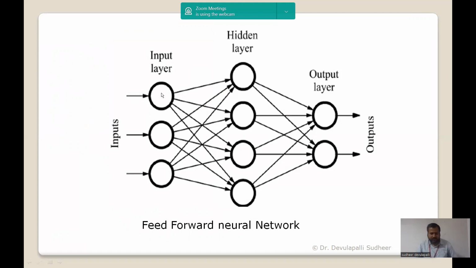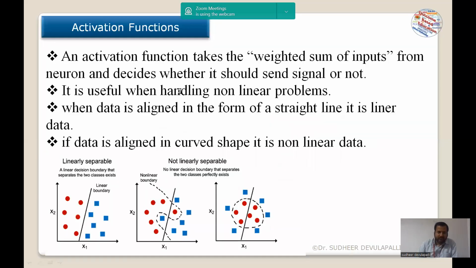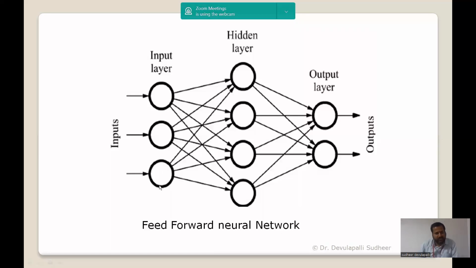The input layer sends some information to the hidden layers, and the hidden layers pass some information to the output layer. Like this, the information passes from one layer to another layer. The edges between the input layer and hidden layer, and the edges between the hidden layer and output layer, will be associated with some weights. For example, if the input layer has 3 neurons and the output layer has 2 neurons, that means the number of features, or the length of the data, is 3. The number of inputs you are passing is 3.